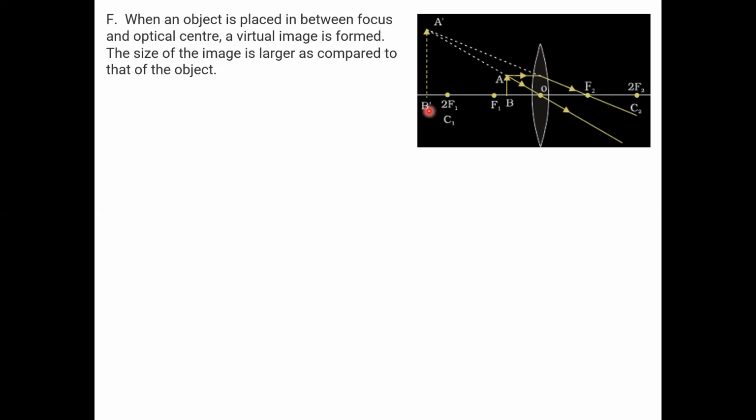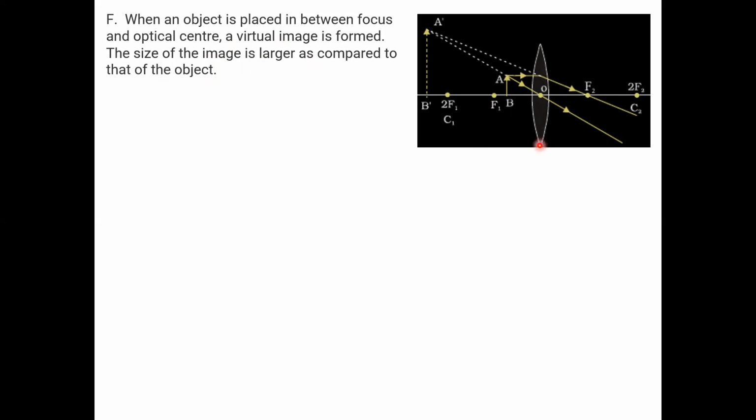So it is the only case where you can get a virtual image with convex lens. So this example is very important. Some question may come about this topic, that is when you will get a virtual image with convex lens. So your answer will be when the object is placed between principal focus and optical center, a virtual image is formed and size of the image is larger as compared to that object. Here virtual and erect image.